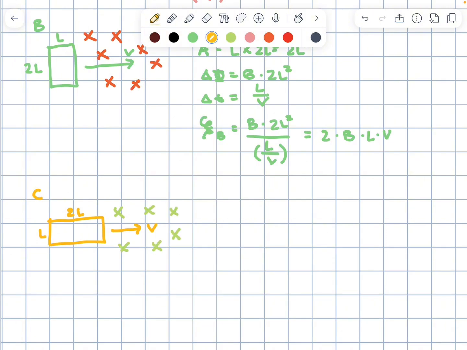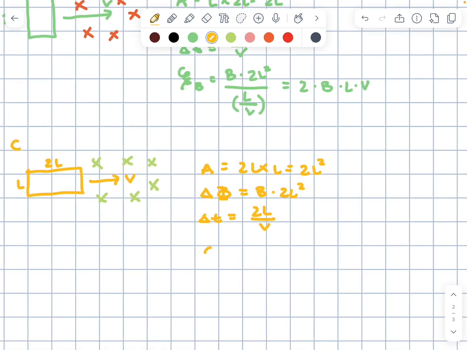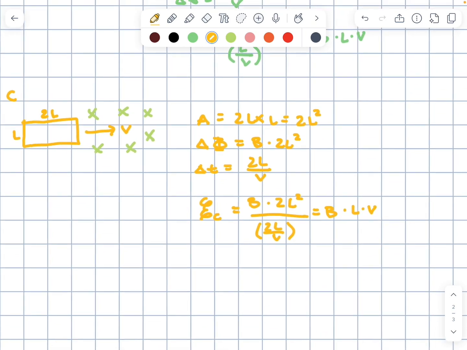Okay. So now that we have this, same thing, we're going to find our area. 2L times L equals 2L squared. Plug that into our total change in flux. And then plug that into our time. And then lastly, find the average EMF for C, which is B times 2L squared over 2L over V, equals B times L times V.